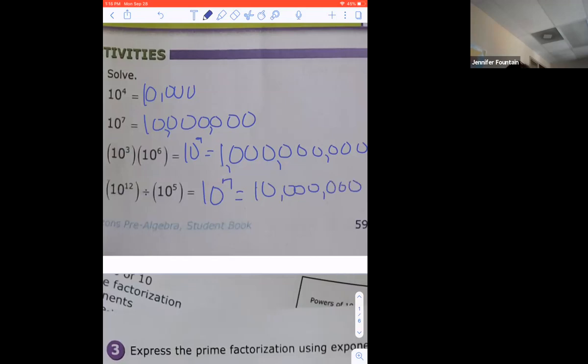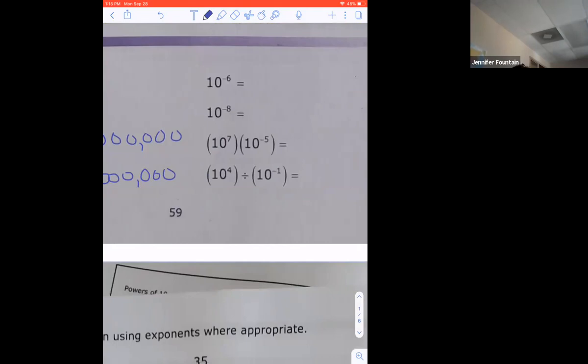All right, now let's do the right-hand side. We're dealing with our negative exponents here. So think about starting with your 1, move to the left.